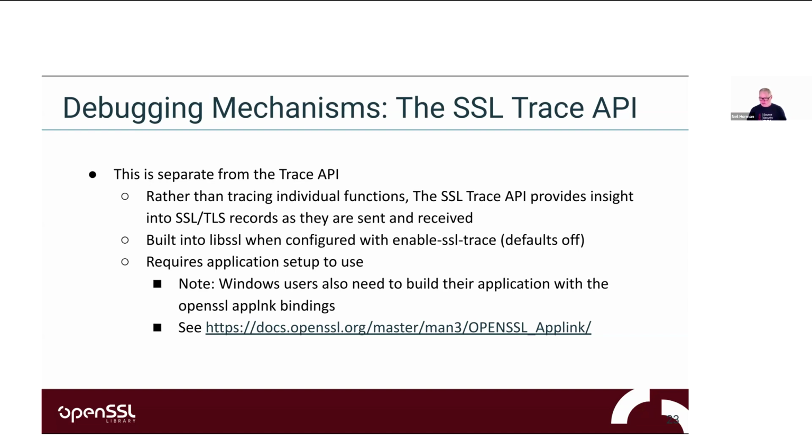It does need to be enabled again when you configure OpenSSL. You need to turn on the enable-ssl-trace option, otherwise it will default to off. So that is... Sorry, Neil, I'm just going to correct you there. It actually defaults to on. It used to default to off, but we changed it several versions ago. Oh, I'm sorry. I wonder if I was looking at an old version. Thank you. Good to know.